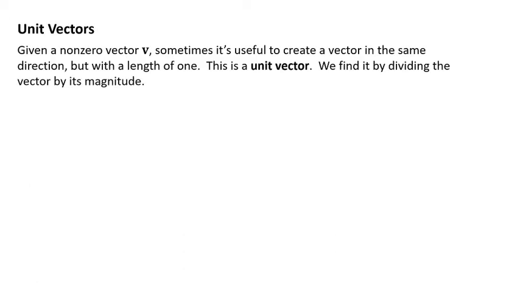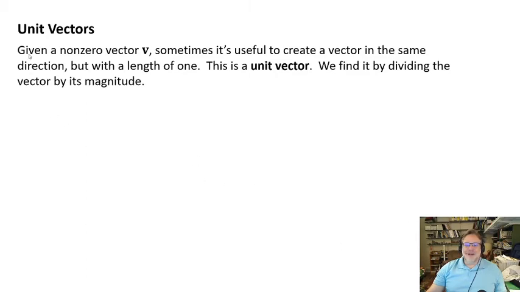All right, so let's get into a new thing here. We've actually introduced this a little bit. Given a non-zero vector v, sometimes it's useful to create a vector in the same direction but with a length of 1, and this is called a unit vector. So if I've got a vector of magnitude 6 going in this direction, and I just want to extract one piece of it that's in the same direction but has a length of 1, this is a unit vector. We find this by dividing the vector, which has a magnitude of 6, by its magnitude, which is 6. Then we get a vector with the same direction but with a magnitude of 1.